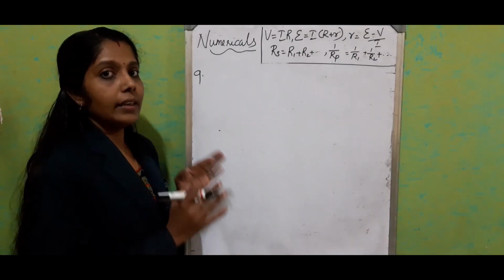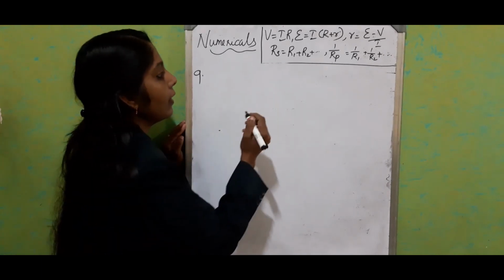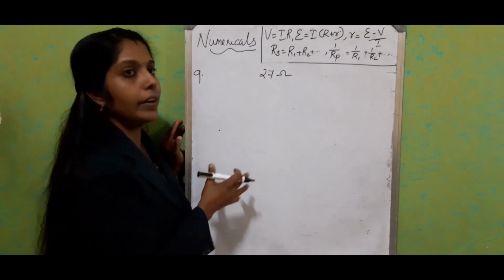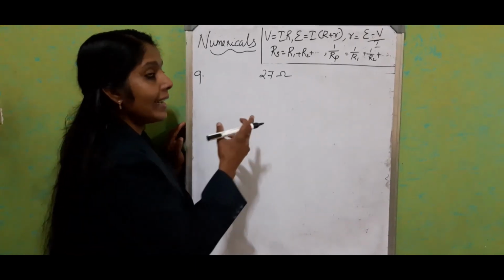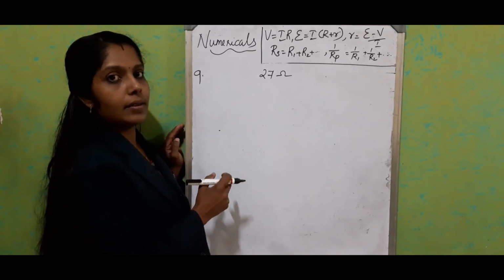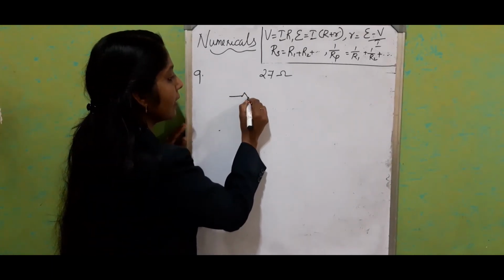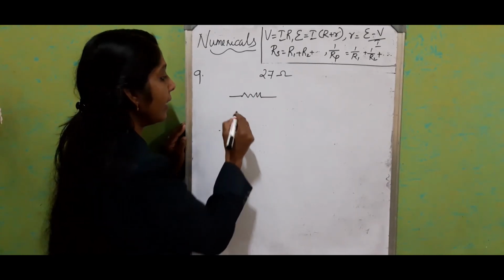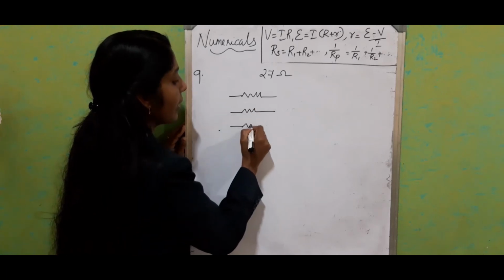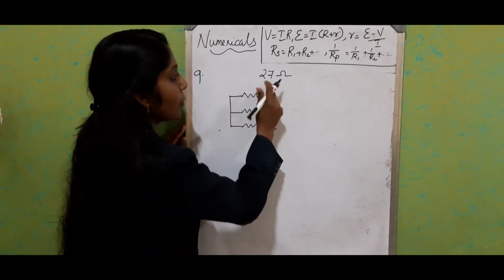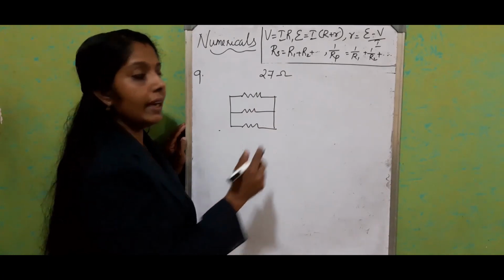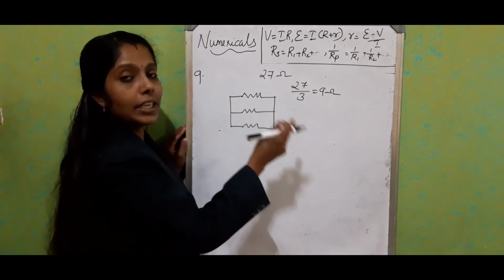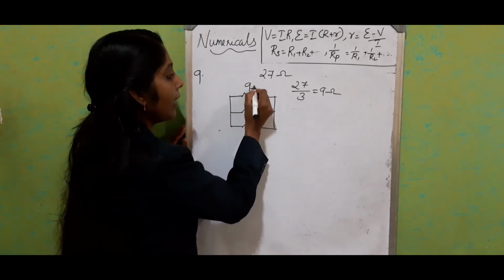So in this question, we have a resistor of 27 ohm. A long length resistor of 27 ohm is available with us. It is divided into 3 equal parts. Okay, now we have 3 resistors. It is divided into 3 equal parts and connected in parallel combination. Okay, so if we divide this 27 ohm into 3, what will we get? 27 by 3 is 9 ohm. So each resistor's value is 9 ohm.